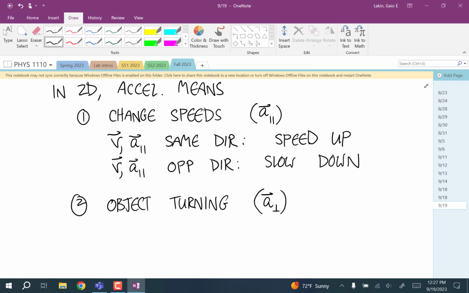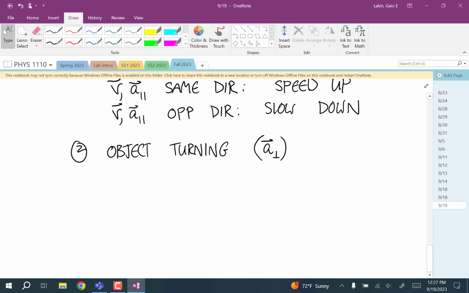And the only way that you don't have acceleration in 2D is if the object is moving with a constant speed in a straight line, okay? Then the total acceleration is just the sum of these two parts. So if you can figure out something about these two parts of the acceleration, it can help you visualize what the total acceleration is.